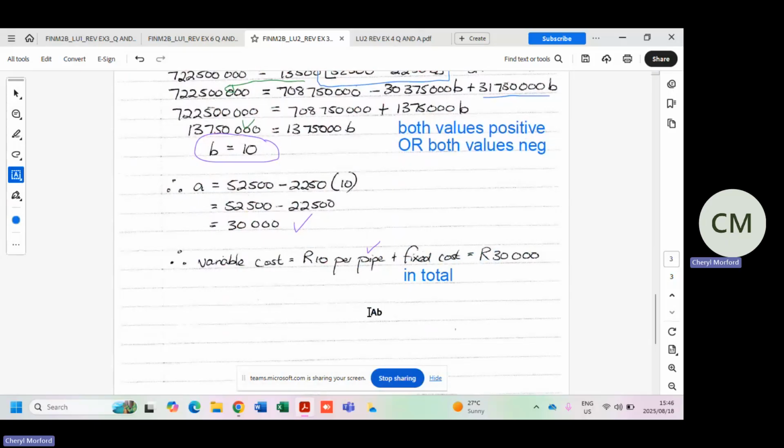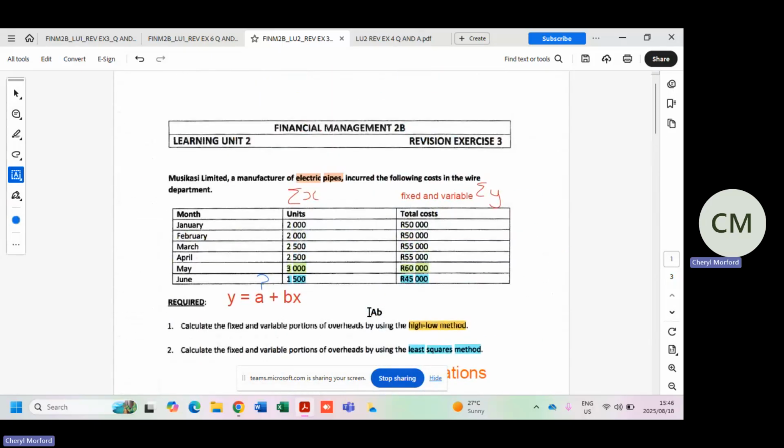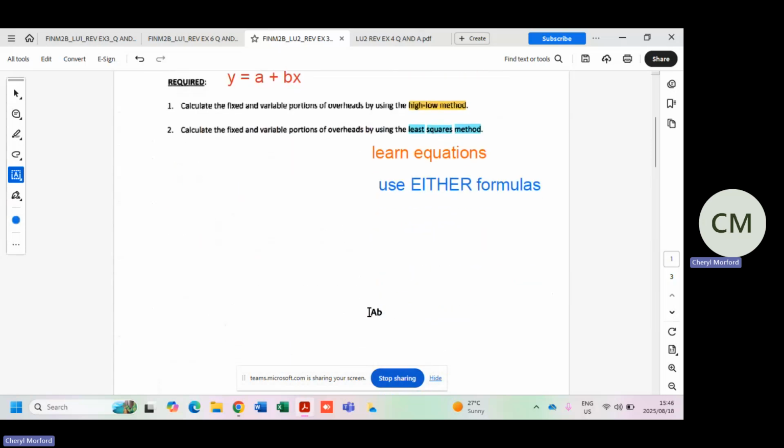Okay. There's just one other little thing I want to add in here. We have found the values of A and B. So we can then write up the cost equation, and then we can use the cost equation to estimate the total cost for any given number of units. So if we have a look here at the values provided, let's pick a different one. Let's say that the number of pipes is 2,250.